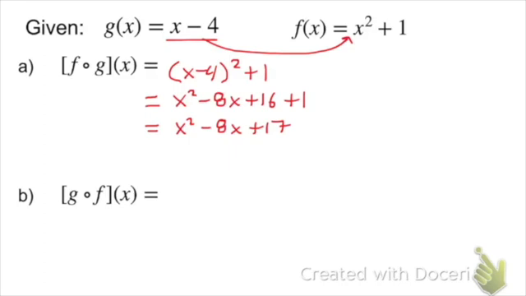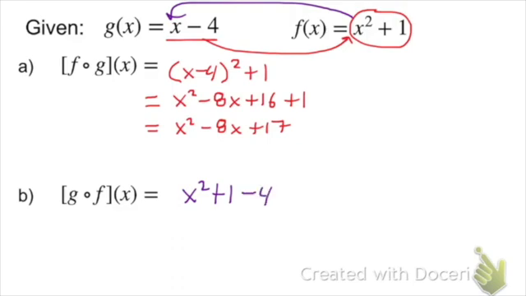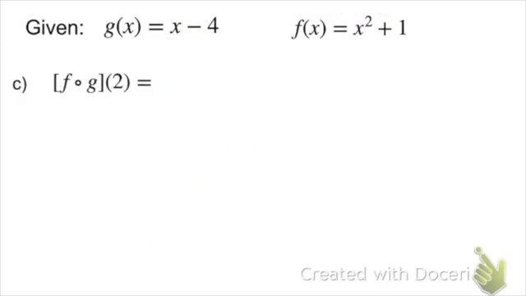The bottom one, we have g of f of x. We're just going to reverse it. We're going to plug the f of x function into our g of x function. So our x becomes x squared plus 1, minus 4. And we simplify, and we get x squared minus 3. This is our g of f of x. Again, there's no restrictions.